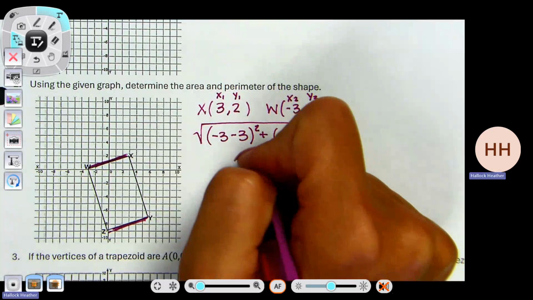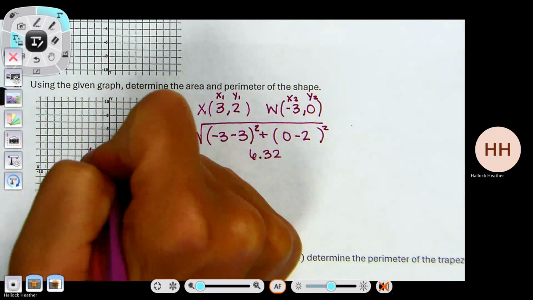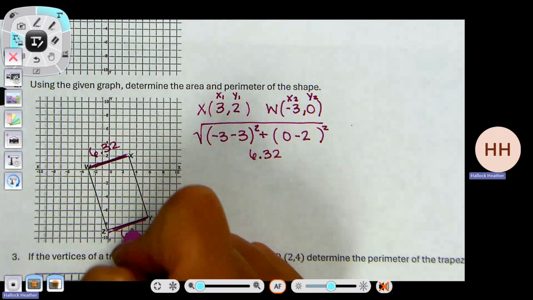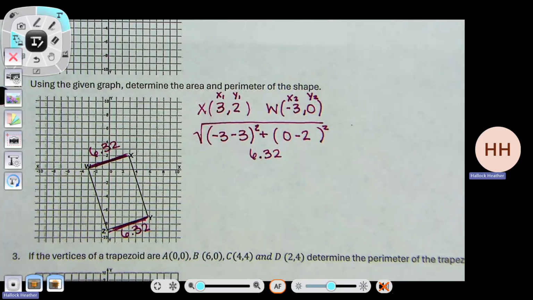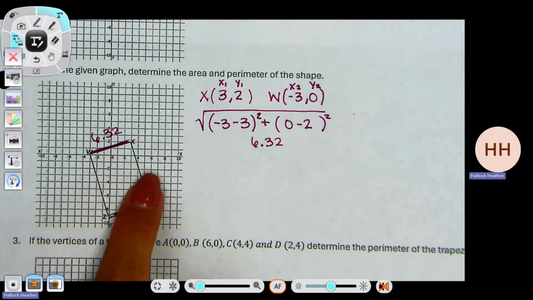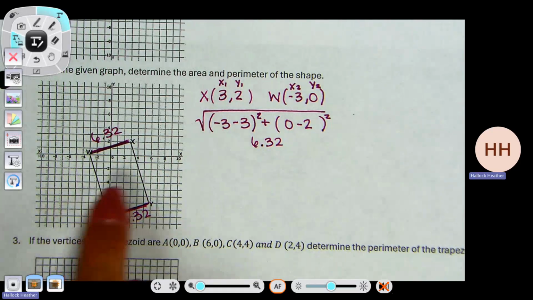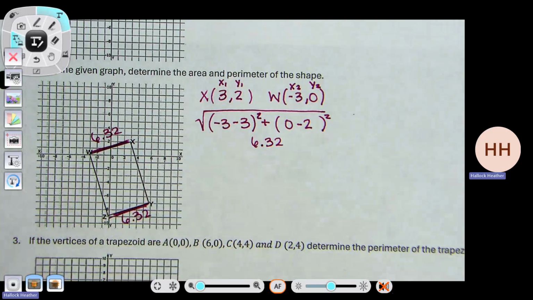So it should be 6.32. So the top and the bottom of the rectangle, because the rectangle has matching sides, are 6.32. I'm going to do the same thing with either the left or the right side. Think about this a little bit. It technically doesn't matter which one's used. Which one's going to have less negatives, the left or the right? The right. So let's use the right side.